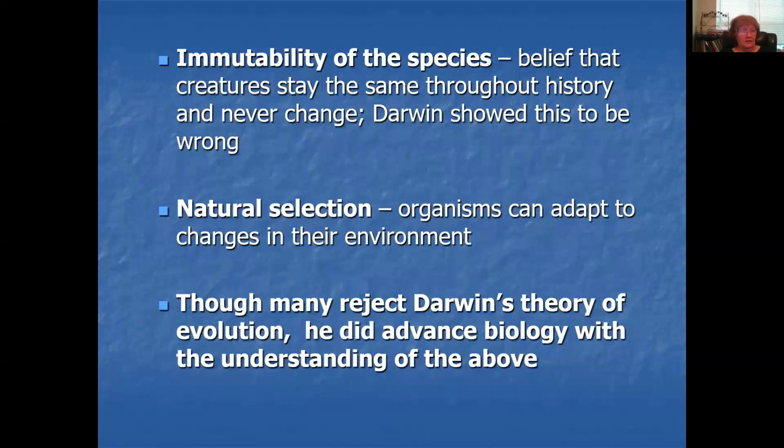So a lot of people reject what Darwin said, right, about evolution. But he really did a lot of good for biology. He helped us understand the immutability of species, that things do change. Natural selection does allow us to change. Adaptation, things adapt to their environment.